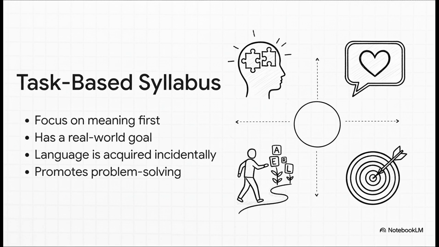Perfect grammar can wait. Every single task has a real-world goal, like, say, planning a trip or trying to solve a puzzle with a partner. And here's the kicker. The language is acquired incidentally. You just kind of pick up the grammar and the words you need as you go, because you need them to finish the mission.